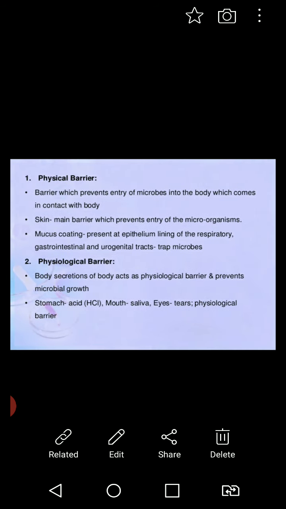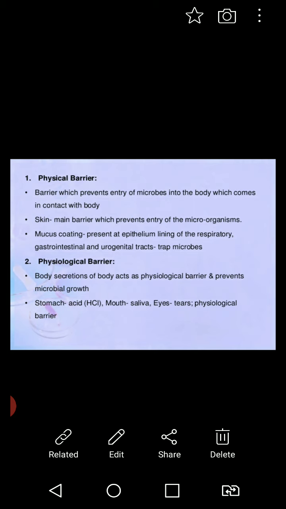Okay, it consists of four types of barrier systems to prevent the entry of pathogens or foreign elements into the body. It consists of how many types of barrier systems? Four types of barrier systems that prevent the entry of pathogens or foreign elements into the body. First we have to see physical barriers.